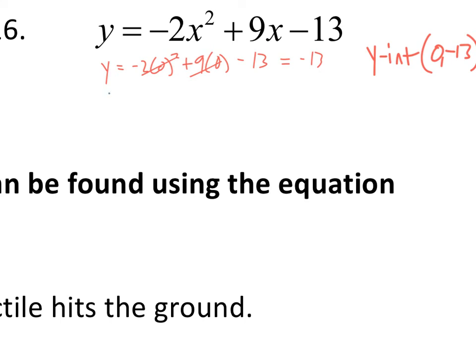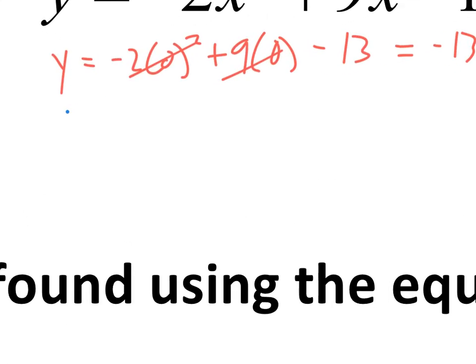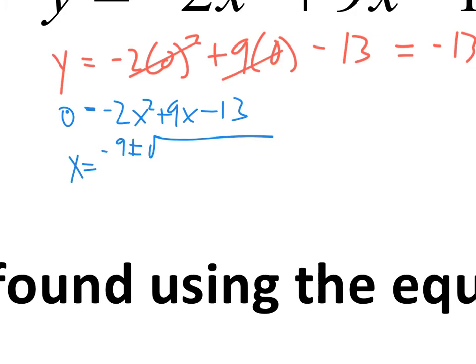All right. The x-intercept, well, that's when y is 0. So we have 0 equals negative 2x squared plus 9x minus 13. I don't think we can clean that up too much. We're just going to have to use the quadratic formula. And we can do that. x equals negative b plus or minus the square root of b squared minus 4ac all over 2a. All right, and we'll clean it up.